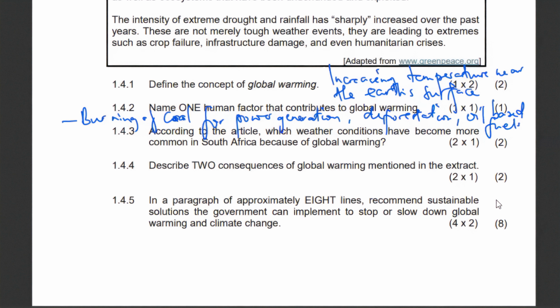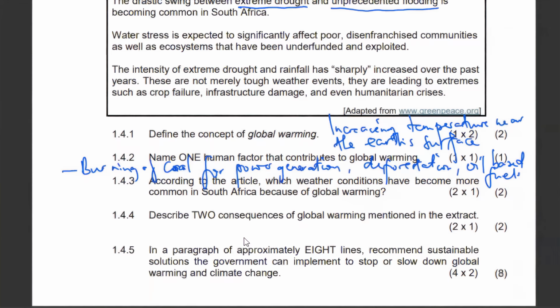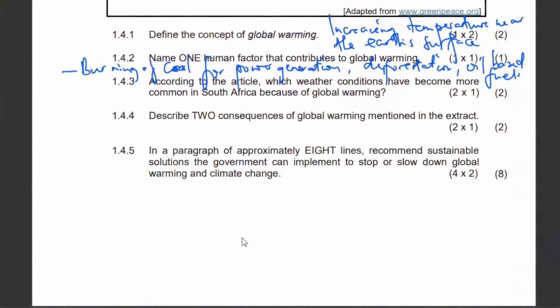According to the article, which weather conditions have become more common in South Africa because of global warming? Right. We want to identify the weather conditions which are more common. We are seeing that it says the drastic swing between extreme drought and also unprecedented flooding. Those are typical examples of weather conditions that are becoming common in South Africa. We're having issues of extreme drought and also unprecedented floods.